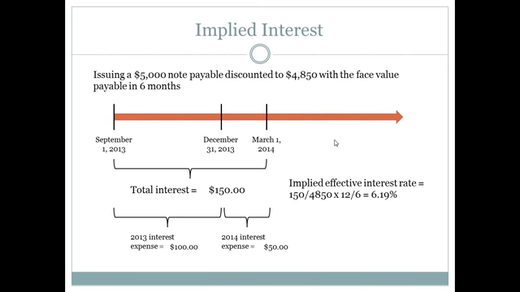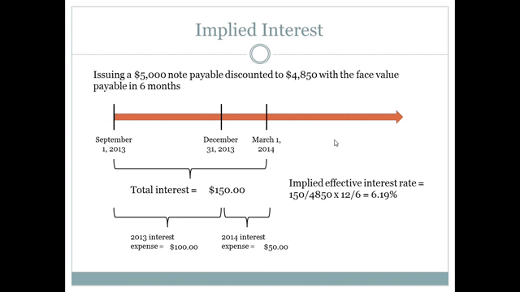And so the way to compute or determine the implied effective interest rate is to take the interest cost of $150, divide it by the amount that we are borrowing, $4,850, and then we need to annualize that. We're borrowing this for 6 months out of a year in total, and so we multiply it by 12/6. So that will annualize the interest rate for us. If this note were a 9-month note, then we'd be multiplying by 12/9. If this was a 4-month note, we'd be multiplying by 12/4.